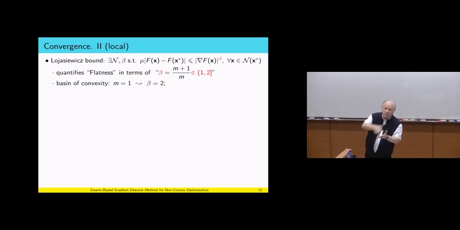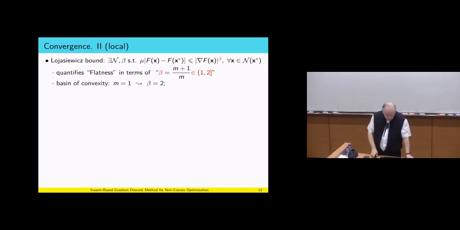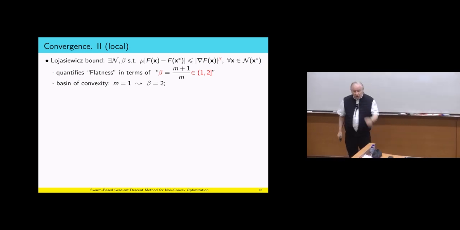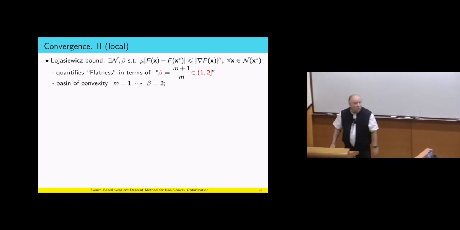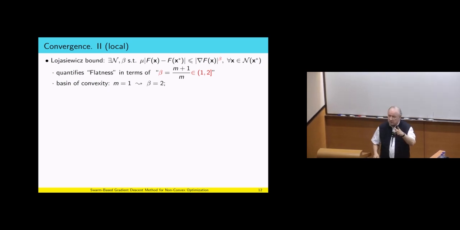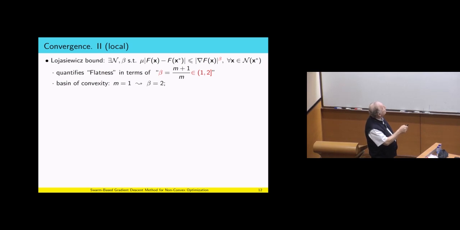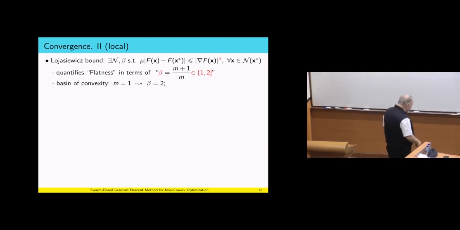If you have a critical point, basically you see this. You want to quantify how flat this is. This is the Lojasiewicz bound. It tells you the following. If you have an analytic function, and x star is a critical point where the gradient is 0, then there is a neighborhood of this x star such that f of x minus f of x star is, up to a constant, bounded by the gradient at point x to the power beta. And beta is a number between 1 and 2.